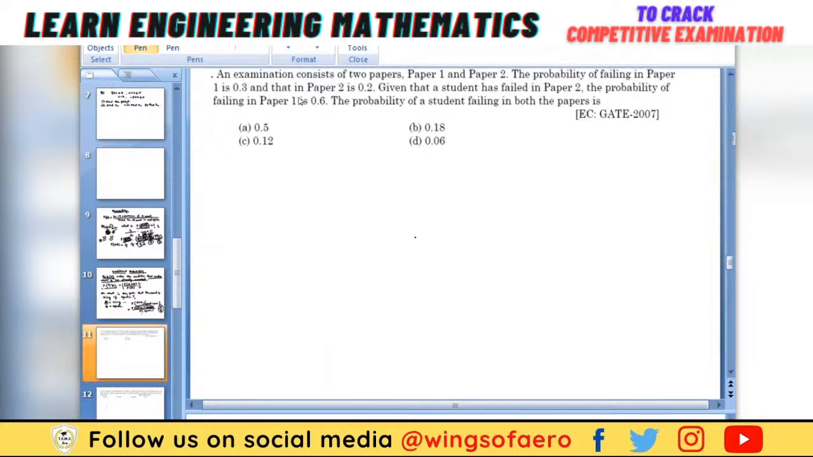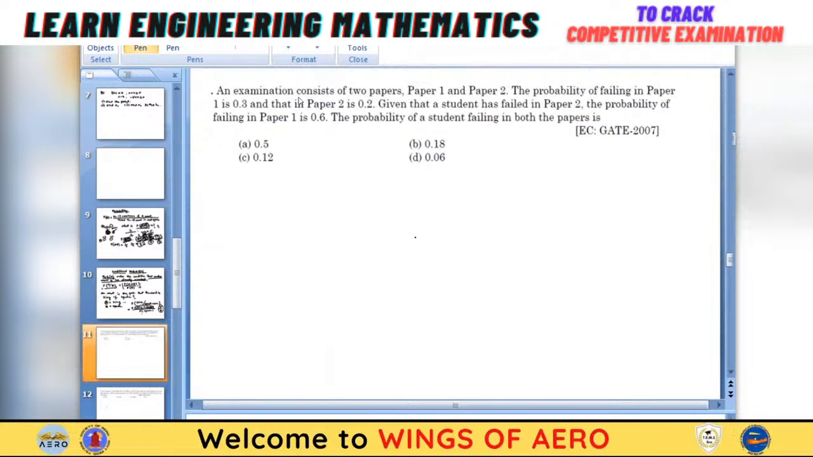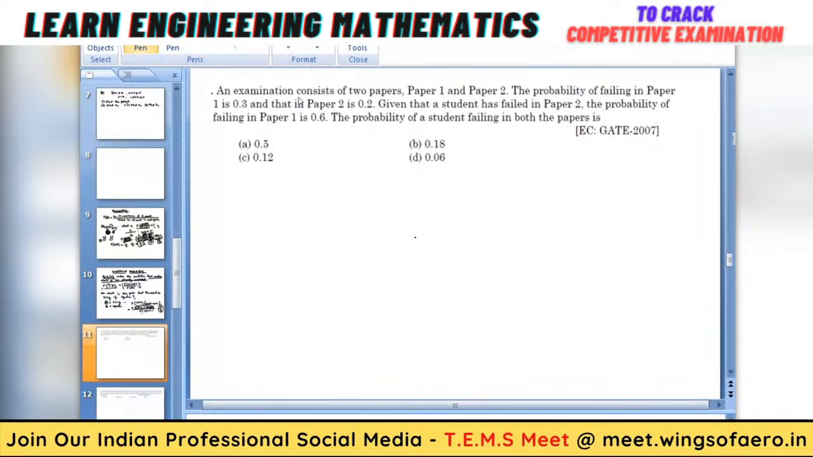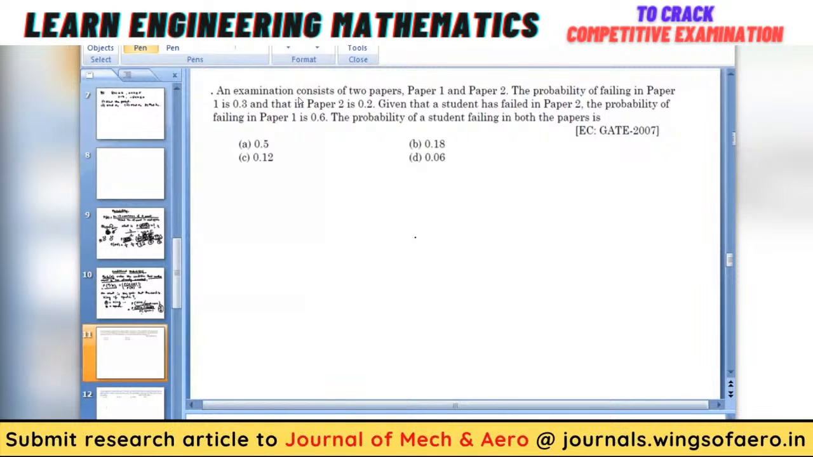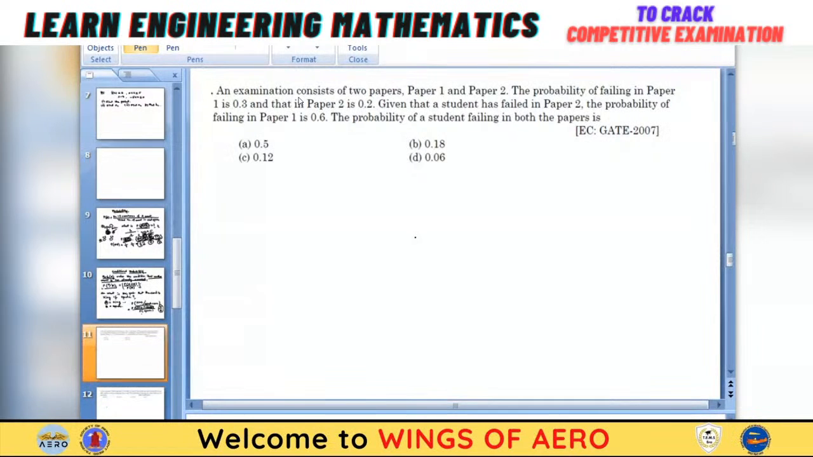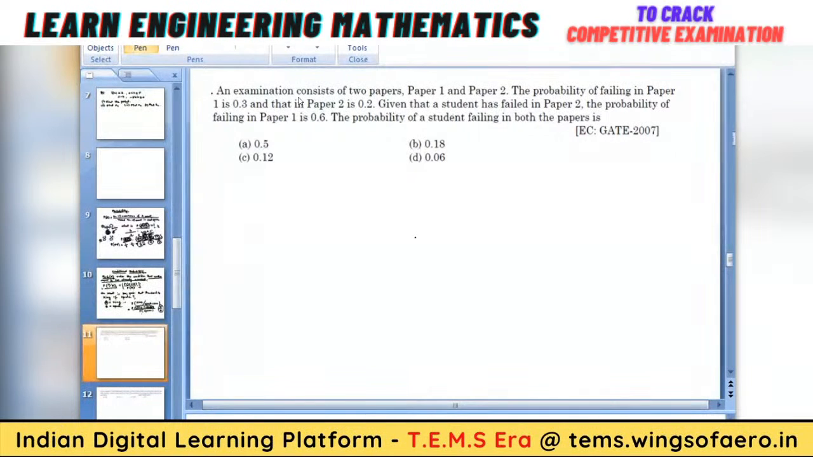Next, now these all are GATE questions. Solve this one. An experiment consists of two papers, paper 1 and paper 2. The probability of failing in paper 1 is 0.3, and in paper 2 is 0.2. Given that a student has failed in paper 2, the probability of failing in paper 1 is 0.6. What is the probability of the student failing in both the papers?